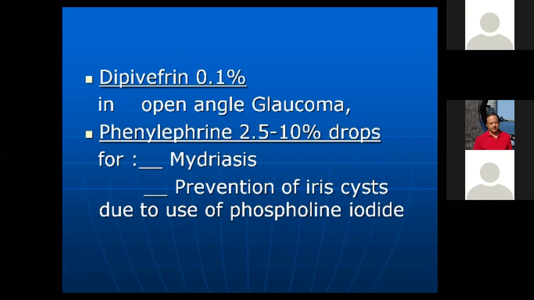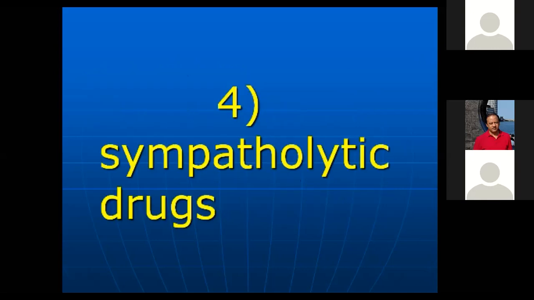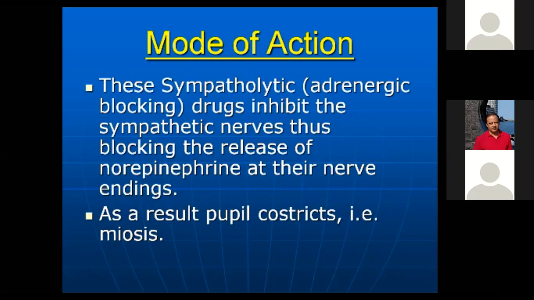Next, the fourth category of drugs which act on pupil, sympatholytic drugs. That is, these drugs inhibit sympathetic nerves. When these sympathetic nerves are inhibited, they block the release of norepinephrine at their nerve endings. And when the norepinephrine is blocked, the pupil gets constricted, that is meiosis. So all sympatholytic drugs cause meiosis or constriction of the pupil.